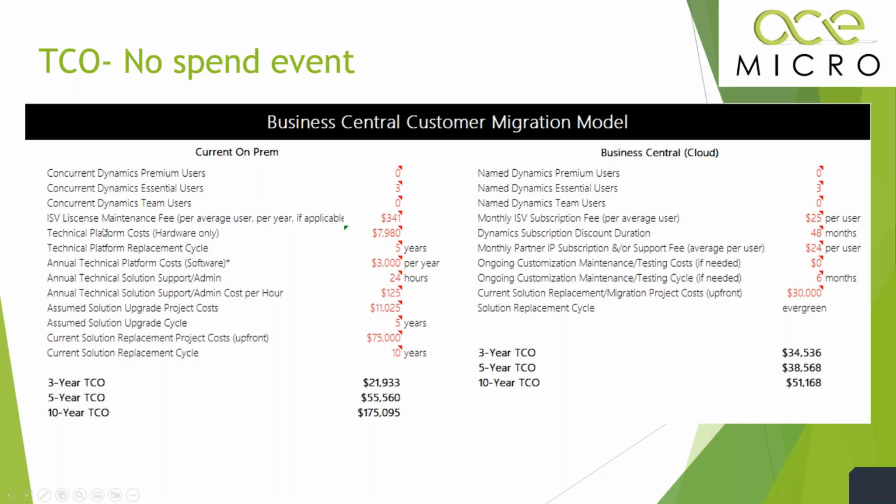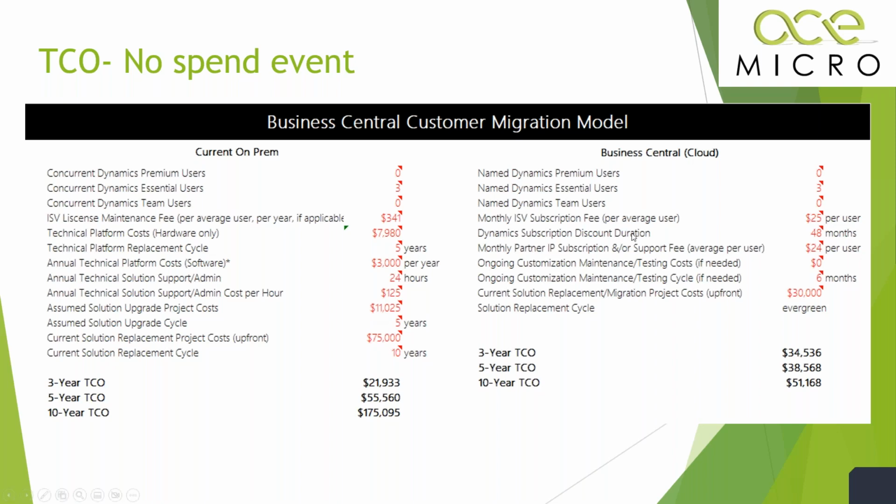We show that. This is an on-premise deployment, so they've got platform costs for hardware, platform costs for software, OS, SQL, those types of things. There's a replacement life cycle associated with that platform cost. There's support associated with it. What are the costs of upgrade? Every 5 years is what we contemplate here. And then what are your replacement costs, assuming an ERP system has a 10-year lifespan?